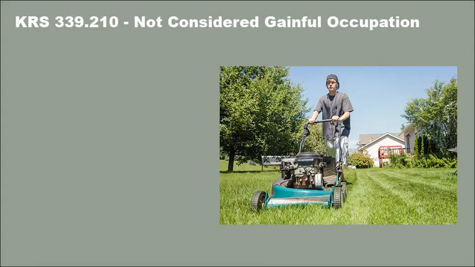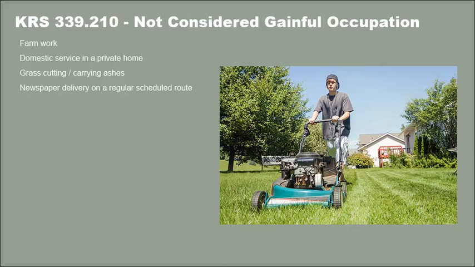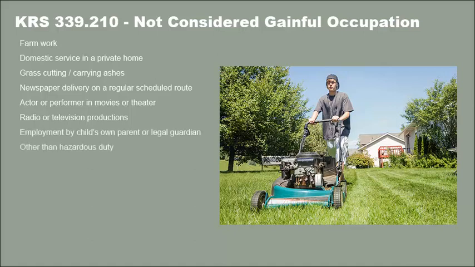Gainful occupation is a term used to determine if a minor is employed by an employer. Examples of jobs that would not be considered gainful occupation are listed as follows: farm work, domestic service in a private home, grass cutting, carrying ashes, newspaper delivery on a regular scheduled route, actor or performer in movies or theater, radio or television productions, or employment by the child's own parent or legal guardian other than hazardous duty.